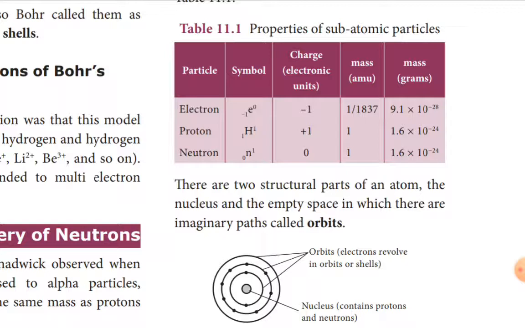The nucleus is a highly concentrated core which possesses the proton and the neutron. Proton is a positively charged particle, neutron is a neutral particle. And in the imaginary path, electrons revolve around the nucleus.